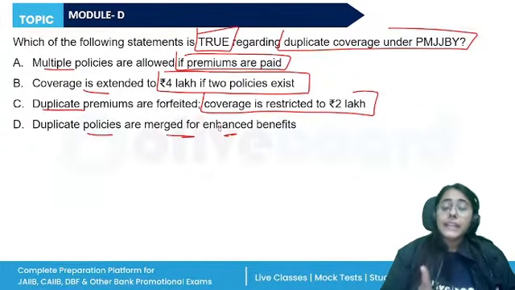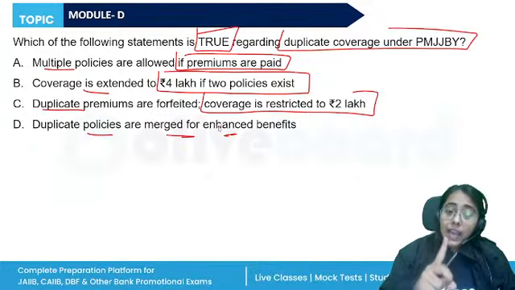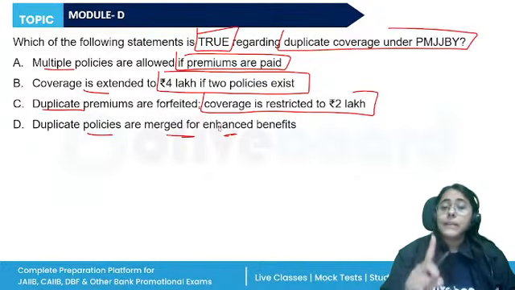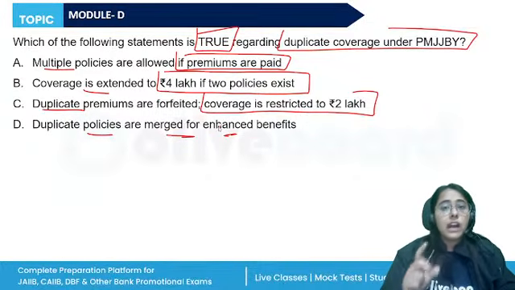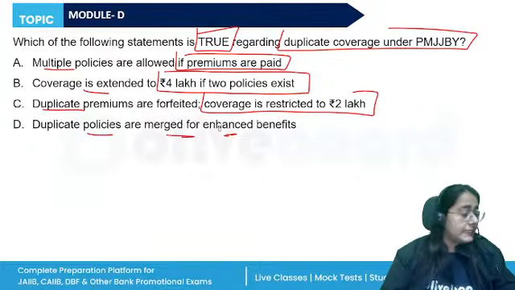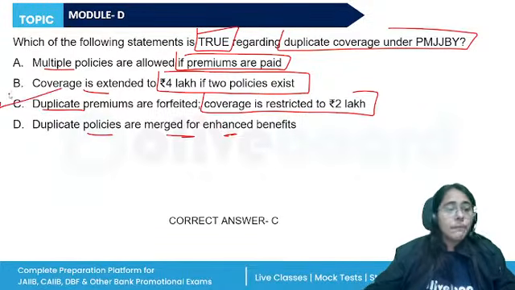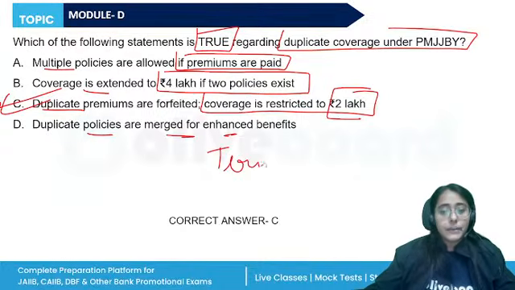In case of multiple bank accounts, they can join the scheme through one account only. And in case the member is covered with more than one account, then the insurance cover will happen what? It will be forfeited. Okay, they will get the benefit from one account only. This will lead to termination. All right, what else can lead to termination of the account?